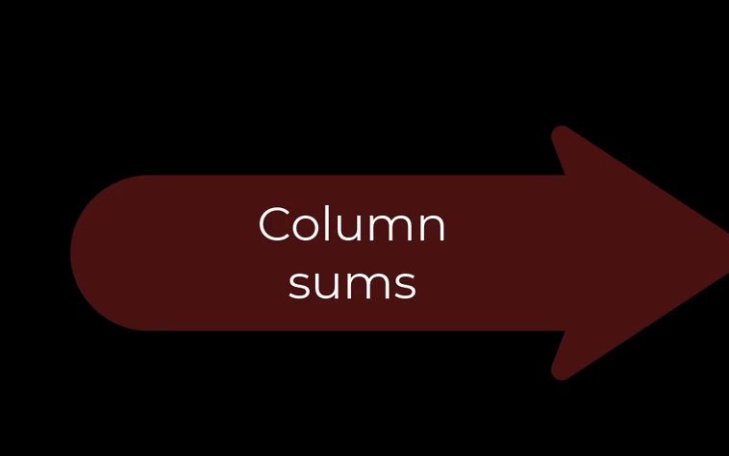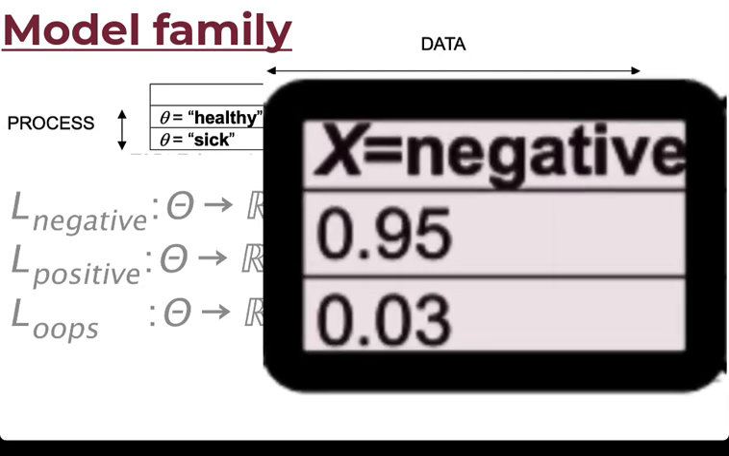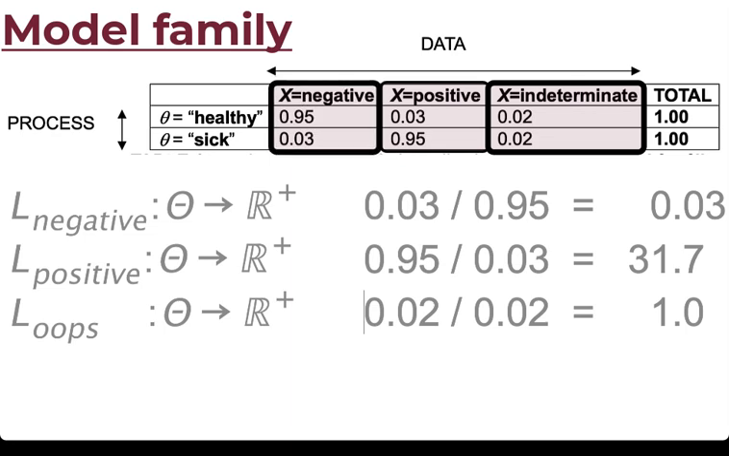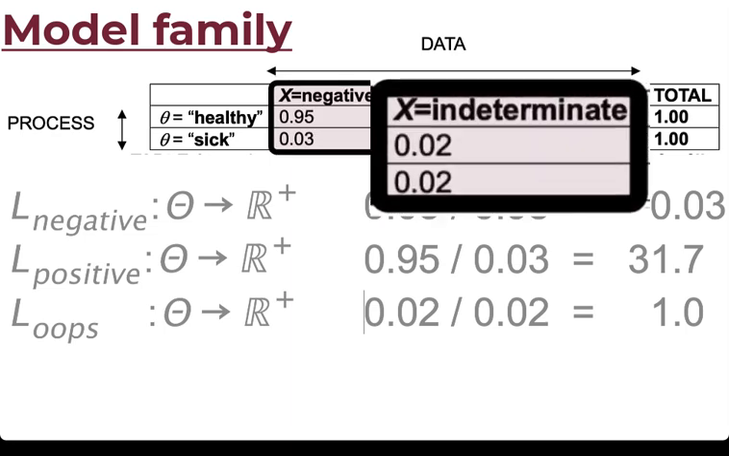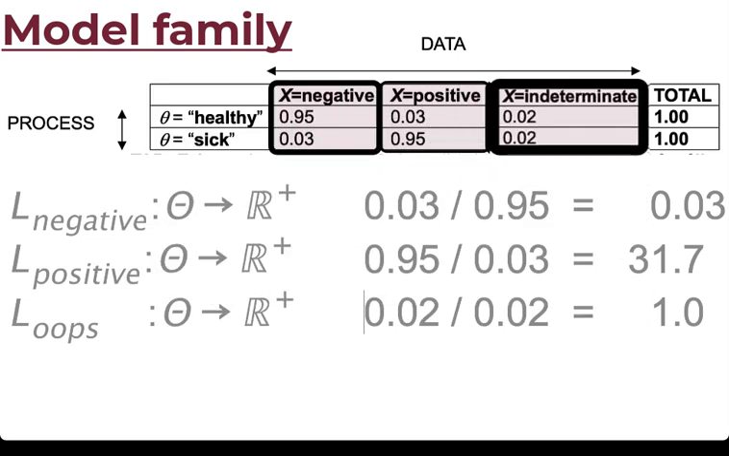Note that in the context of likelihood, these numbers, each column, don't add up to 1. 0.95 and 0.03 is 0.98. 0.02 and 0.02 equals 0.04. So they can't mean probability of sick and probability of healthy because they don't add up to 1. But we're going to fix that now.